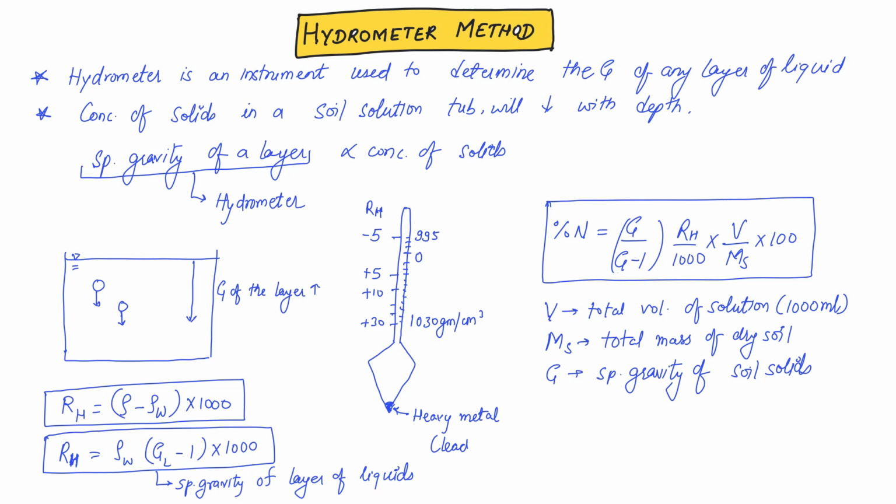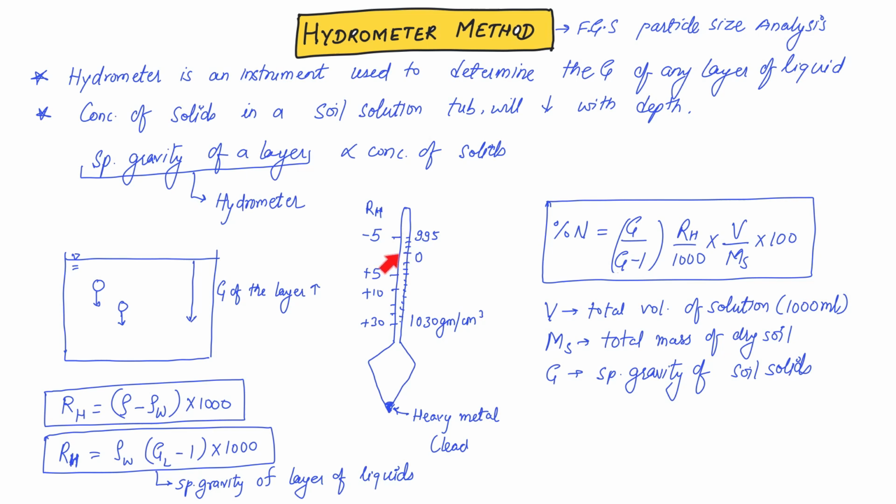So what are the questions that can be asked from this hydrometer? Why is this hydrometer method used? That is for the particle size distribution of the fine grained soil. So that is fine grained soil particle size analysis. That is the use of this particular method. What is the second question that can be asked to you? What is the hydrometer method? What is the reading of hydrometer?